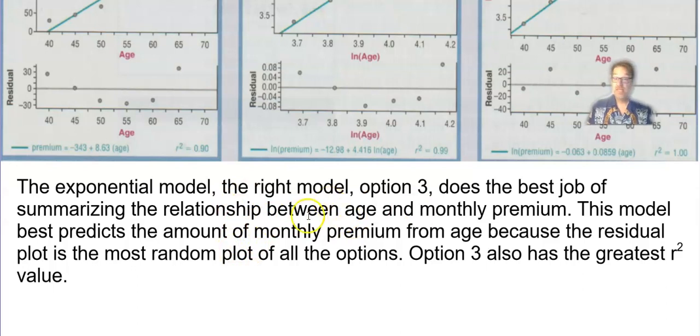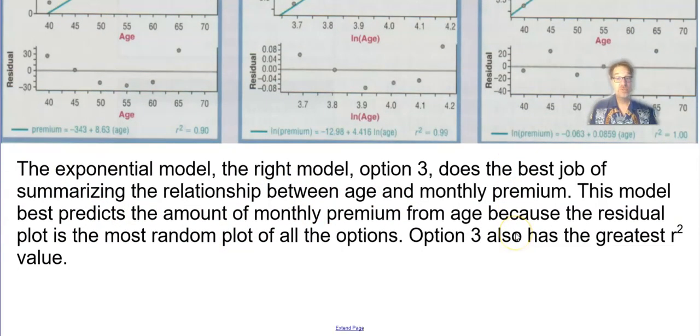Notice I am hitting all my points. I am putting everything into context. And I'm using the words they used. They used best job, I use the words best job. This model best predicts the amount of monthly premium from age because the residual plot is the most random. I am telling how I knew it. You have to tell how you knew it. Because the residual plot is the most random plot of all the options. And option 3 also has the greatest R-squared value. So don't be stingy with your words. Write down what you need to say. Say everything and then go from there.